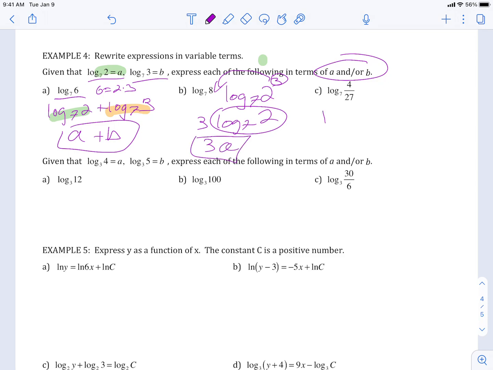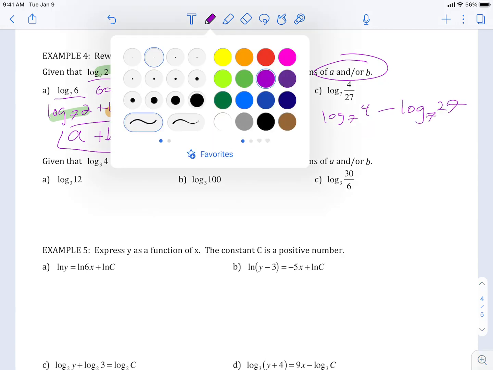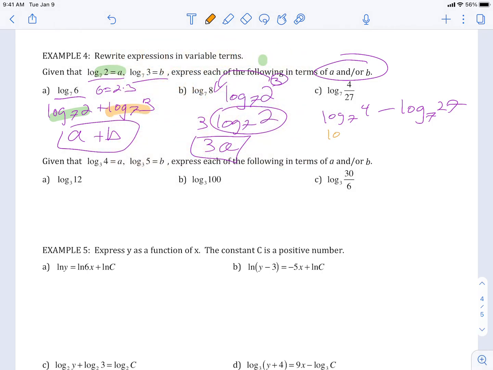Over here, log base 7 of 4 minus log base 7 of 27, and 4 is 2 squared, so log base 7 of 2 squared. 27 is 3 cubed, log base 7 of 3 cubed. Bring those numbers out in front. So this is 2a minus 3b.